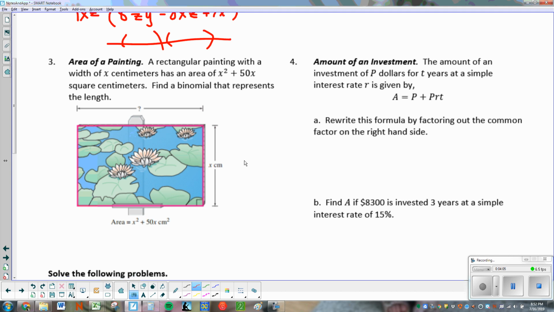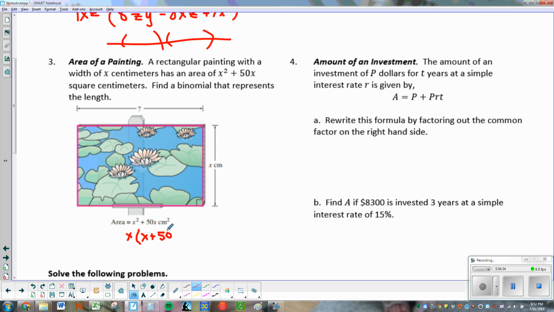So sometimes people get a little bit concerned with word problems. So I know that I have a painting here, and the area is x squared plus 50x. And looking at that, I know that I could factor out a greatest common factor out of there. Both of those have a spare x. Okay, both those terms have a spare x. And so I'm left with x plus 50.